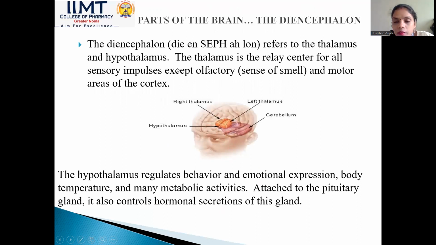Now, the parts of the brain. The first part is the diencephalon, which refers to the thalamus and hypothalamus. The thalamus is the relay center for all sensory impulses except olfactory and motor areas. The hypothalamus regulates behavior and emotional expression, body temperature, and many metabolic activities. Attached to the pituitary gland, it also controls hormonal secretions of this gland.